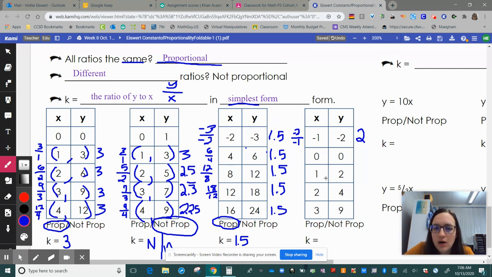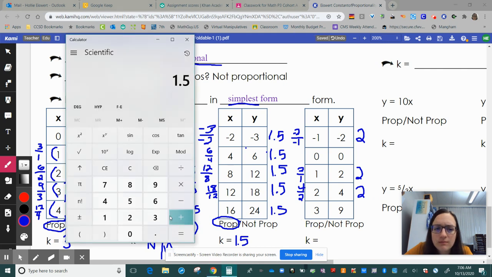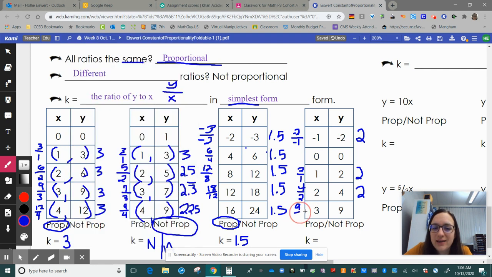Okay, moving on. The next one, we have 2 divided by 1. 2 divided by 1 is 2. Good. And then we have 4 divided by 2. That's 2. All right, we had to get 4 divided by 2. 9 divided by 3. Oh no. Look at that. That last one, 9 divided by 3 is 3. No, it's not proportional. It's not applicable. We don't have one of those, because 9 divided by 3 is 3. No. That's okay. We just put non-proportional.